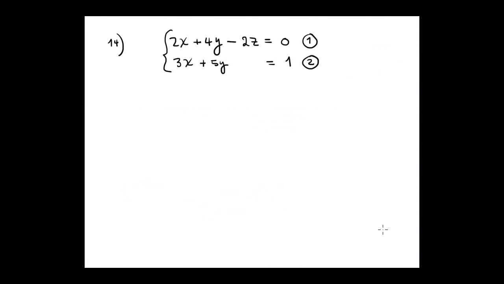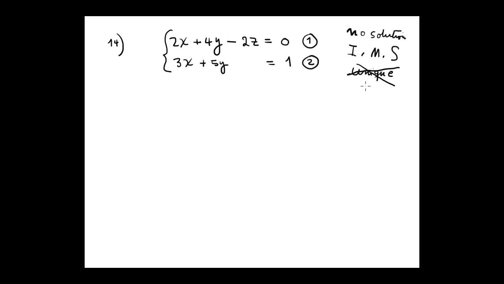Okay, question 14 is a system, but in this case this system is underdetermined because we have 2 equations and 3 variables. So we have more variables than equations. In this case, we have only 2 possibilities: no solution or infinitely many solutions. It's impossible to have a unique solution because it's an underdetermined system.